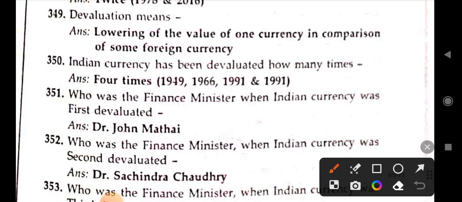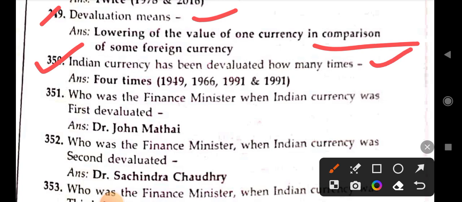Next, devaluation means lowering of the value of one currency in relation to some foreign currency. How many times has Indian currency been devalued? 4 times: 1949, 1966, 1991, 1991.